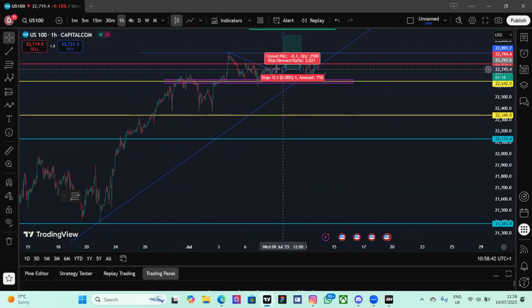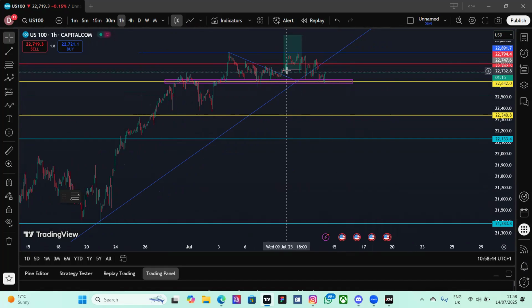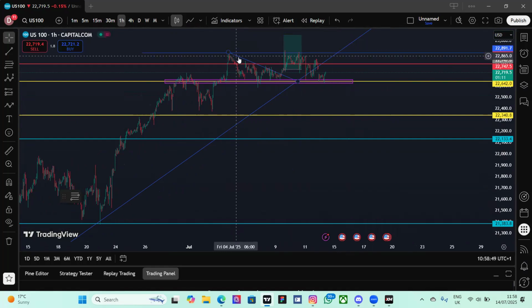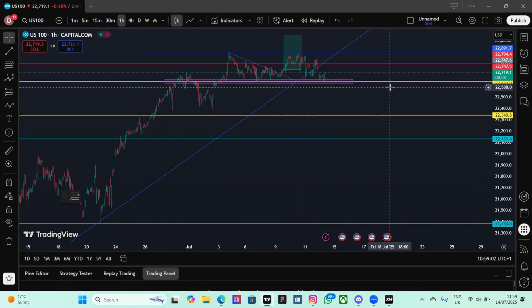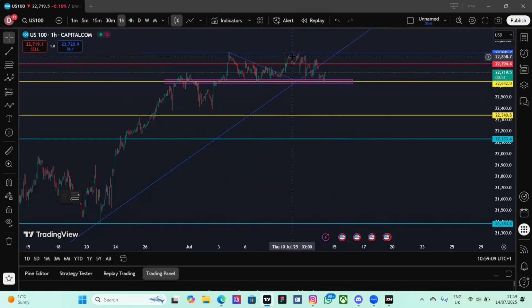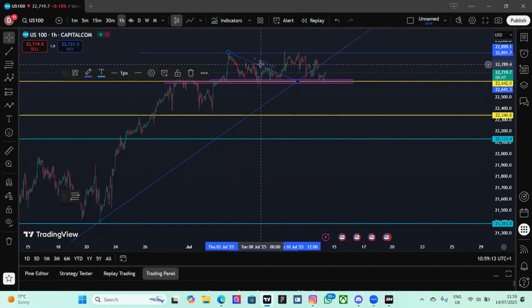I did enter a position, which was around here, which I shared in the free community group. I was expecting prices to break above because there was a trend line triangle formation, which formed right here and pushed to the upside. Then I was expecting price to reach 23,000 and break through that price level, but we failed to do that.